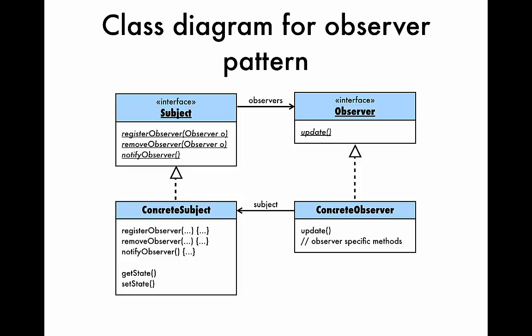and that the subject will notify them by calling their update method when something important happens. Looking at the diagram, the reason we have loose coupling in this design is because of the interfaces. Everything the subject knows about an observer is what is available through the interface. In the diagram, the concrete observer does have access to the concrete subject, but this doesn't have to be the case.